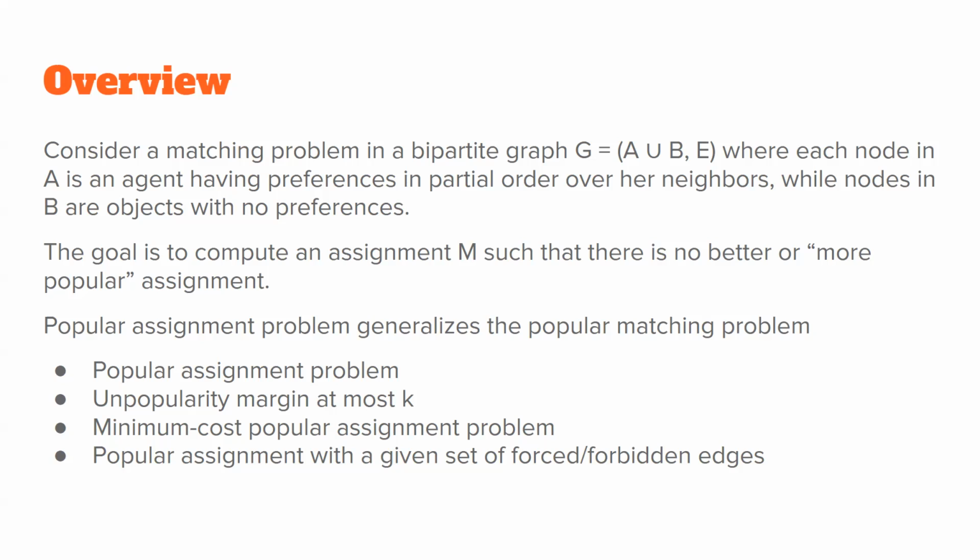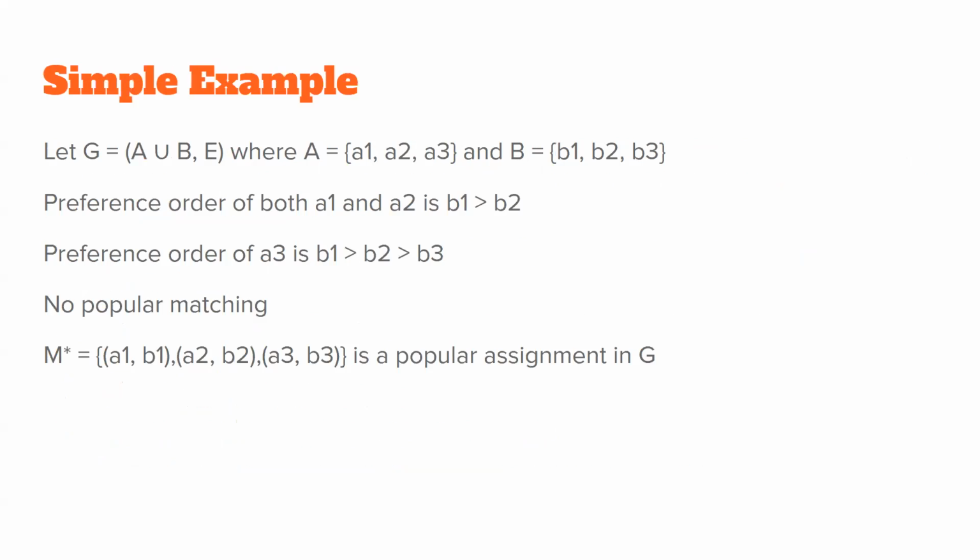And the researchers show a polynomial time algorithm for the popular assignment problem. An algorithm for deciding if there exists an assignment with an unpopular margin at most k is something the researchers have also done. They also consider the minimum cost popular assignment problem where there are edge costs and show that this problem is NP hard. They propose a polynomial time algorithm for deciding if there exists a popular assignment with a set of forced or forbidden edges. So all of these algorithms are combinatorial and based on LP duality. It can be seen as a search for an appropriate witness or a dual certificate. And when a certificate cannot be found, they prove that the desired assignment does not exist in G.